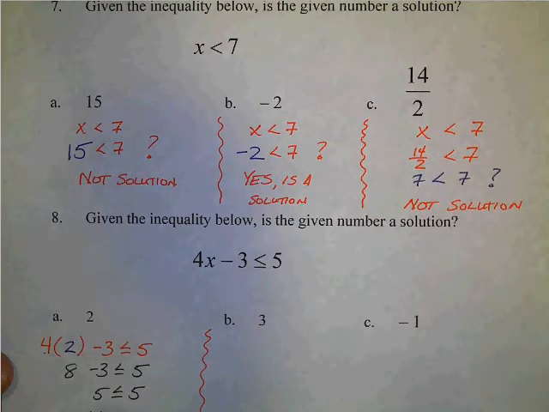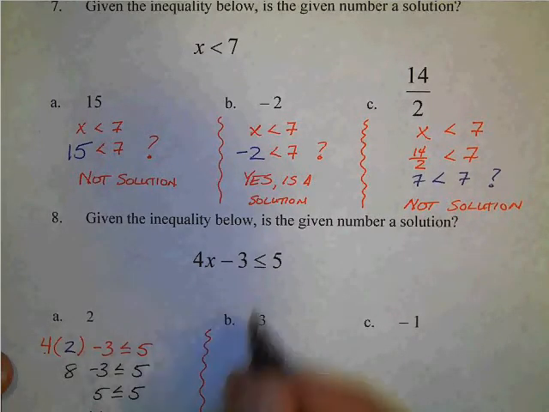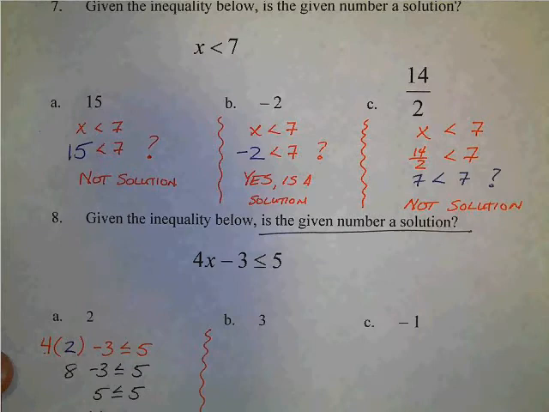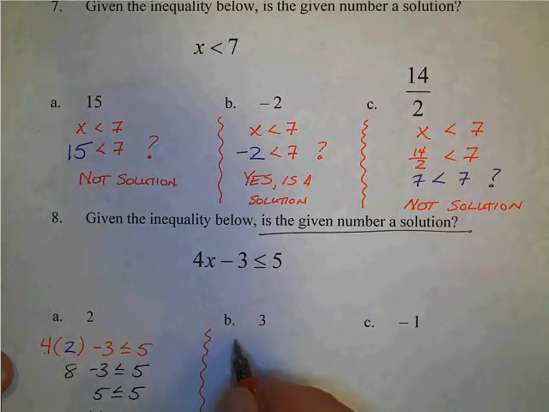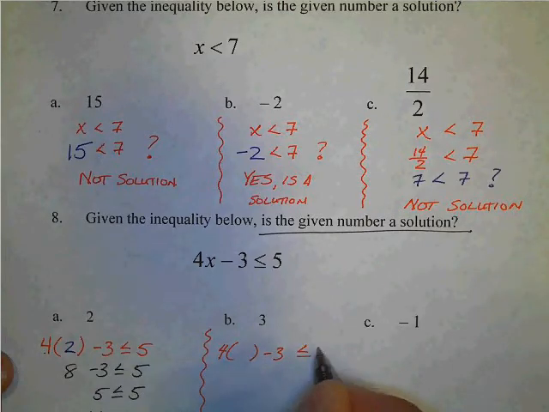So, what does that mean? Answer the question, is the given number a solution? And the answer, therefore, is yes. Let's look at number 2, or part B. 4 parentheses minus 3 is less than or equal to 5.